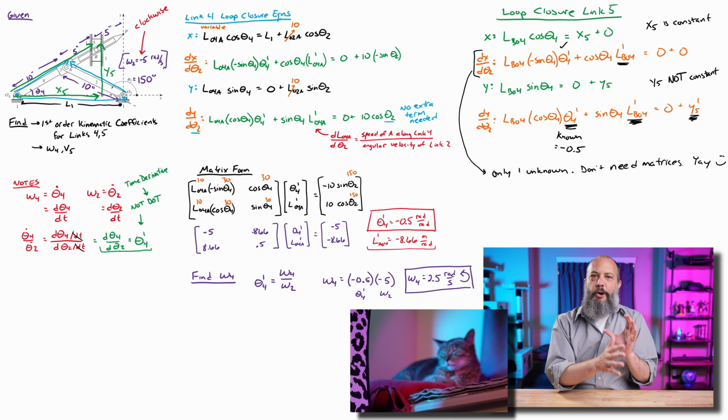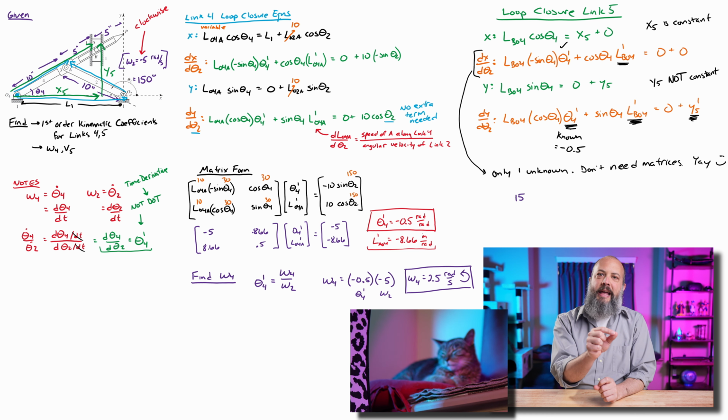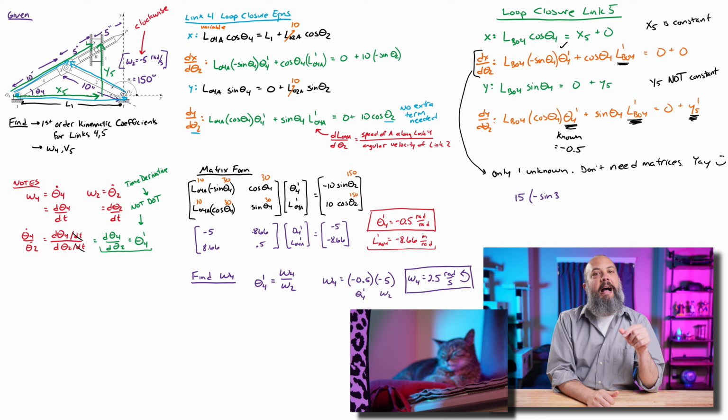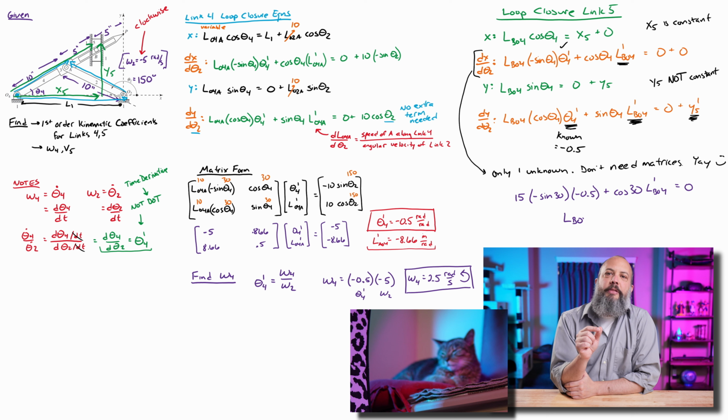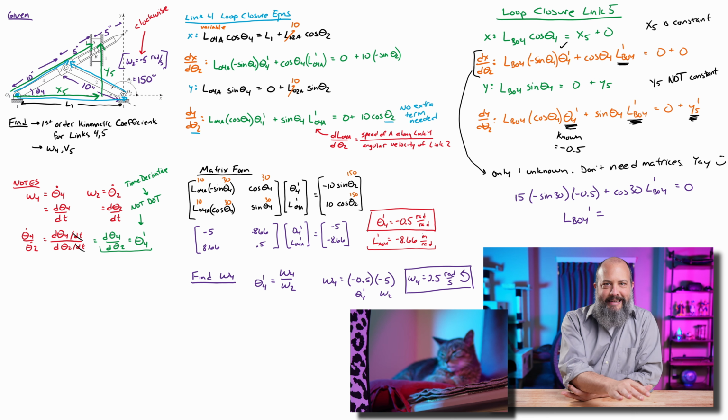So plug in the known length of 15, the 30-degree angle, and the negative 0.5 that we already found for theta 4 prime. Again, cosine 30, and LBO4 prime is the last unknown to solve for. Negative 4.33 inches per radian. Again, it's a length divided by an angle. The radians is from theta 2, the input. The inches is the length, the output.